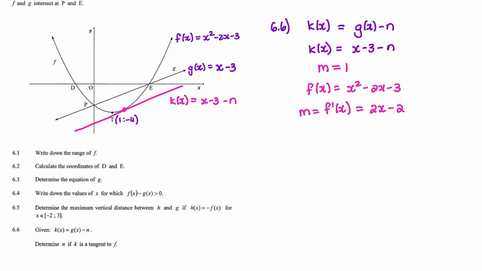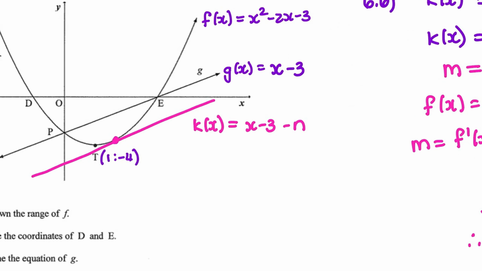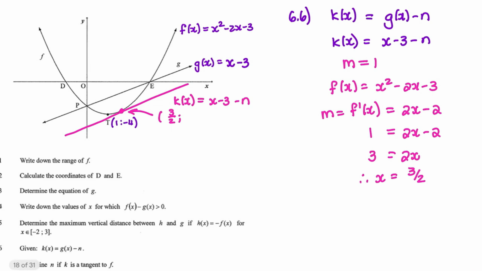And we know that the gradient of k is 1. Therefore, the gradient of the tangent to the curve is also 1. So 1 is equal to 2x minus 2, and now I can solve for x. So that becomes 3 is equal to 2x, therefore x is equal to 3 over 2. So at this point of intersection of k to the graph of f, we have x is equal to 3 over 2. Now I need to find the y value.